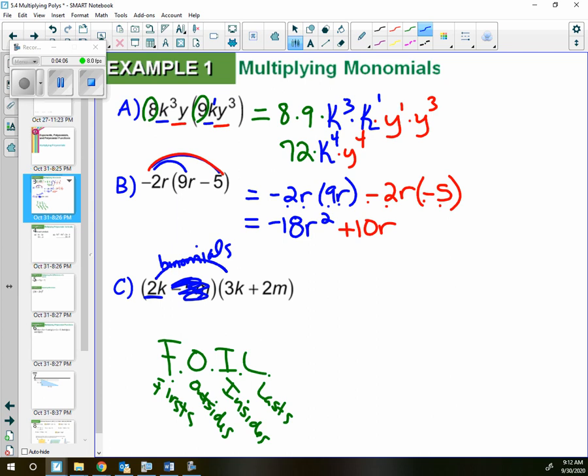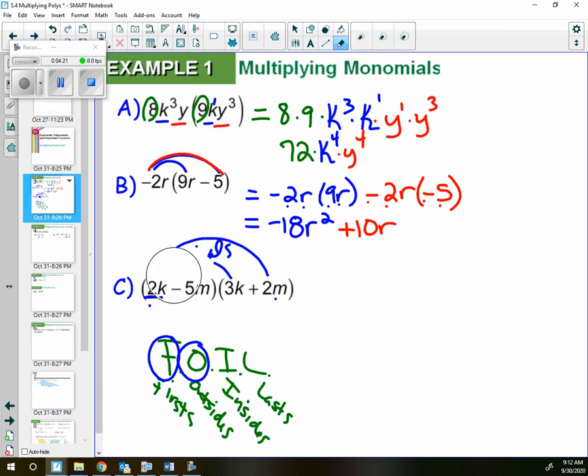So we're going to do 2k times the 3k. That's the first. And then we're going to do 2k times the 2m. That's the outside. So the things are on the outsides in the binomial. So it's almost like you're covering up that 5m, and we're not even worrying about it when we do that first multiplication. So I'm going to go ahead and do that, the first and the outsides.